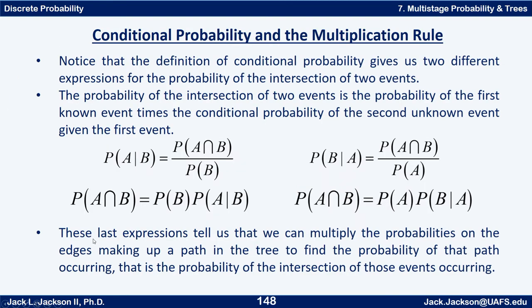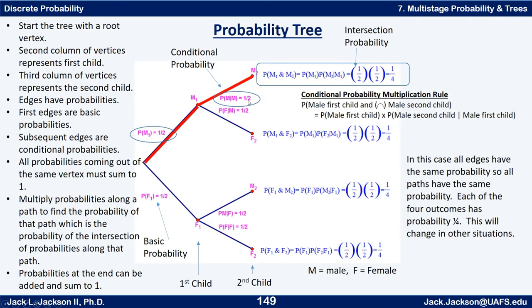Well, it's multiplication. Remember that if we take the probability of B times the probability of A given B, that gives us the probability of the intersection. And similarly over here. So we can multiply probabilities along a path. So for example, let's take this path. We take the probability of a male the first time, which is 1/2, and the probability of a male second time given a male first time, which is also 1/2. The probability of male first time times the probability of male second time given male first time is exactly the probability that it's both male first time and second time, which is this path.